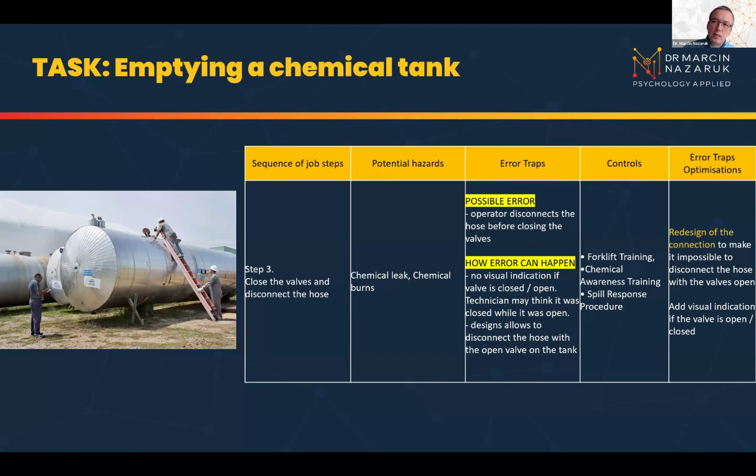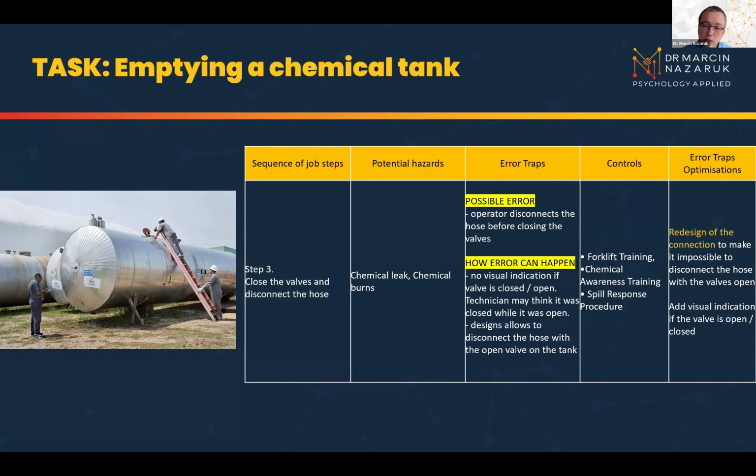But now when we added the 2 columns, you see, the error traps and the error trap controls, and we engaged with the technician doing this work about what makes this work difficult, we learned from them that they may disconnect the hose before closing the valve. So this is the potential error. And why is that? Because there was no visual indication if the valve is closed or open. And the technician may think the valve was closed while in fact it was open, and that could lead to a spill. And with that insight, then we could think about how we could prevent this error.